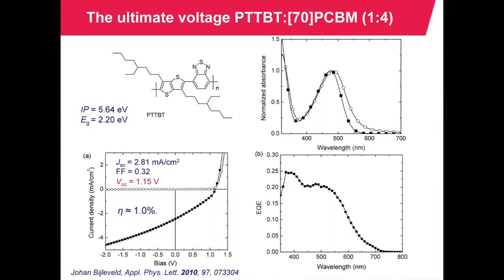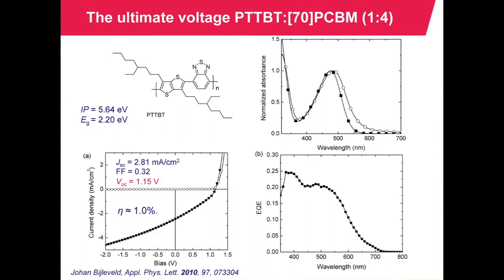There's quite some current being generated, but we don't get it out at short circuit. But the nice thing about this is that it indeed gives an open circuit voltage of 1.15 volts. And I think that is more or less, maybe there have been slightly higher, 1.16, 1.17 volts. But that is indeed the maximum that has been achieved up to now for PCBM-based devices at room temperature under 1 sun conditions.